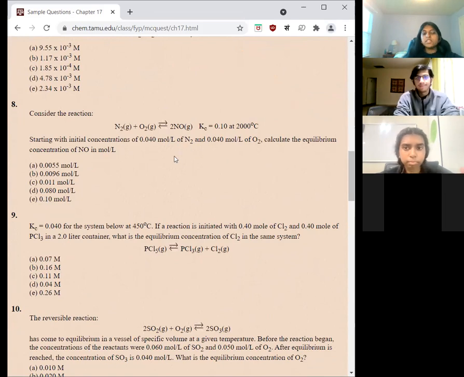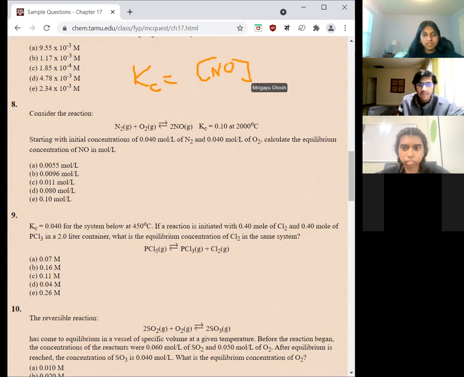So it's similar to the last one, we have initial concentrations of N2 and O2, and now they're asking for NO. So, yeah. Write it out? Yes, please. Okay. It looks like it's practically the same thing, right? Yeah, it is. H2 and NO.